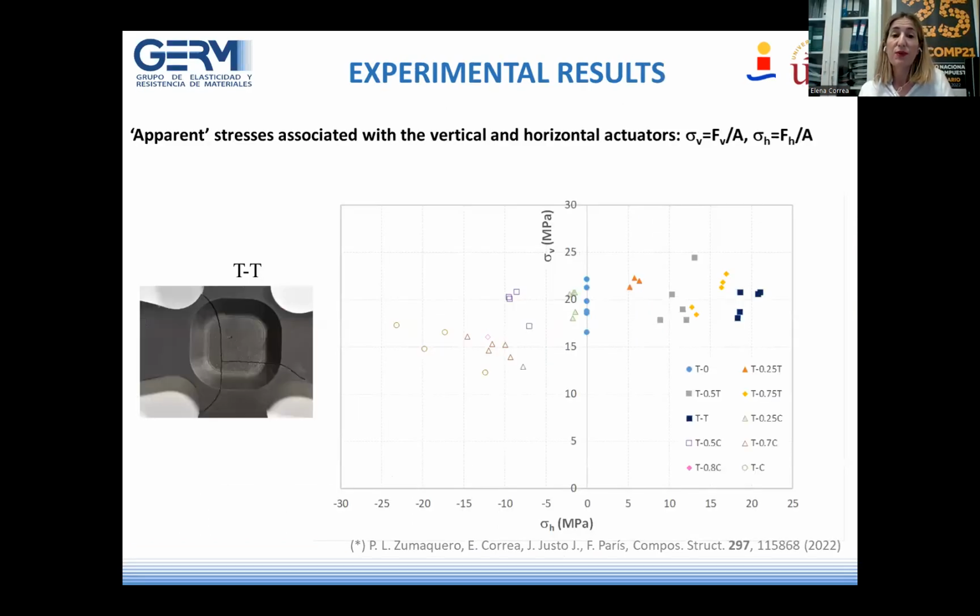Related to the results in terms of load, here we have the apparent stresses associated with the vertical and horizontal actuators, obtained by dividing the loads provided by the machine by the transverse area of the arms of the specimen. These results, of course, do not represent any kind of strength of the material, because the failure takes place in the central zone of the specimen where the area is different. But this shows a tendency: when a secondary compression is applied, the nominal tension responsible for the failure reduces.